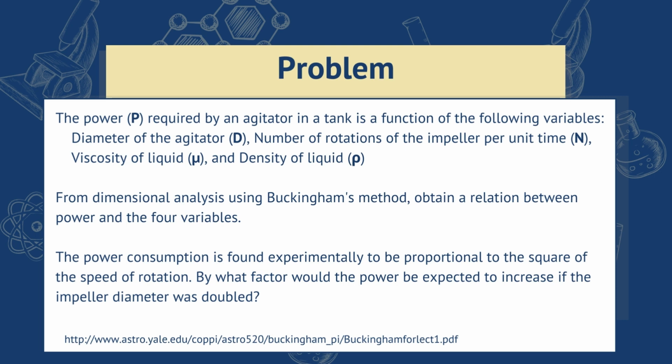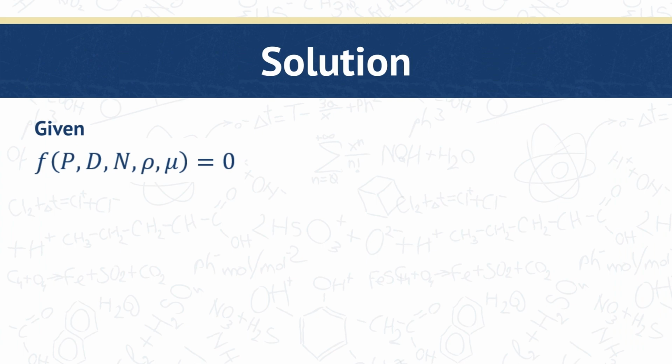The power consumption is found experimentally to be proportional to the square of the speed of rotation. By what factor would the power be expected to increase if the impeller diameter was doubled? So we first let the variables be a function such that they can be equated to zero.